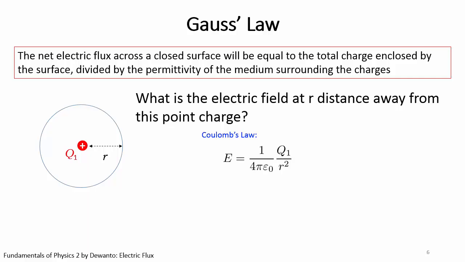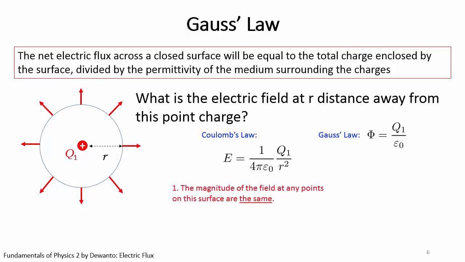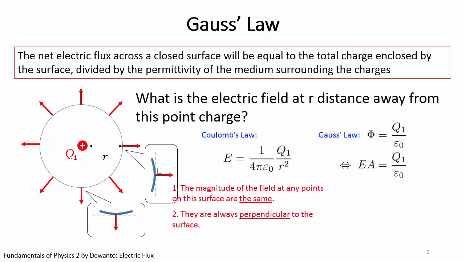The net electric flux across this surface is then given by q over epsilon 0. In turn, flux is given by the surface area times the field perpendicular to the surface. By choosing a spherical surface centered at q, we can be sure that 1. The magnitude of the field at any points on this surface are the same, as indicated by the length of the red vector arrows. And 2. The fields are pointing radially outward, and therefore, they are always perpendicular to the surface, which means, in reference to the formula of flux, theta will always be 0 degree.